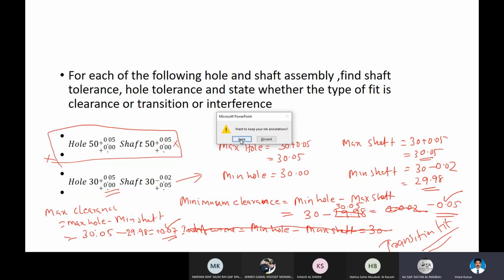Yes, doctor. Okay. So if both positive, which fit? Both positive, clearance fit. If both negative, which fit? Both clearance negative, interference fit. If one positive, one negative, transition fit. These are the types of fits we studied before.